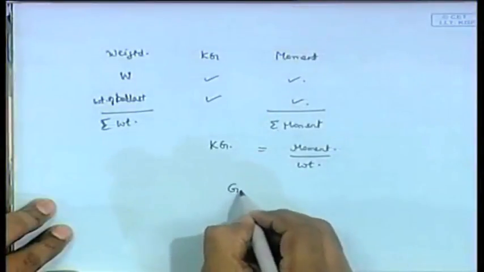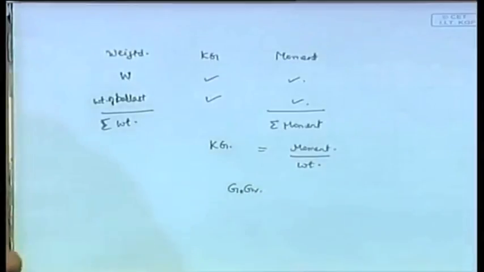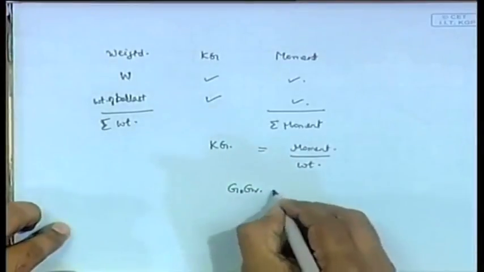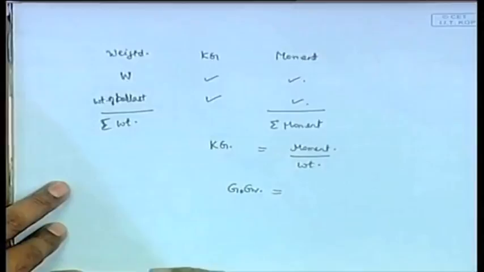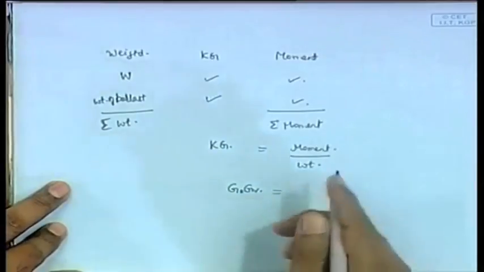The free surface effect is happening. Of course, free surface effect was there before also, but it is inclined now, and because of this free surface effect, G0 Gv is the distance through which the center of gravity of the ship seems to have shifted.